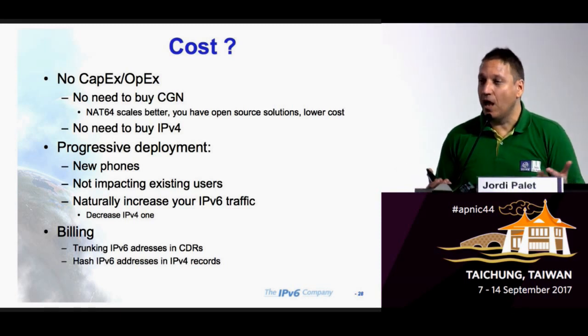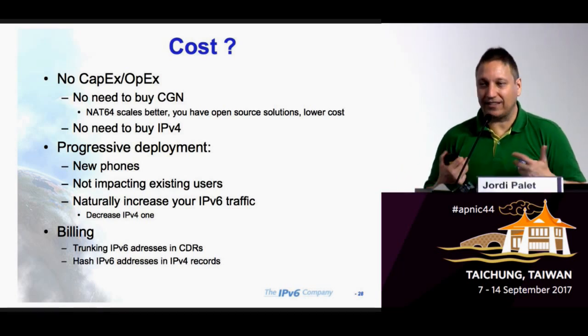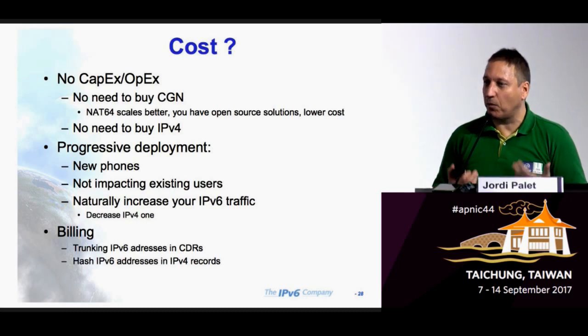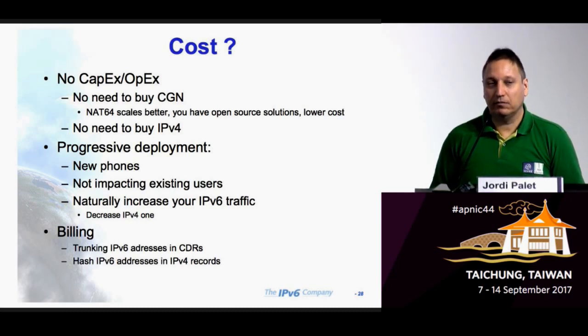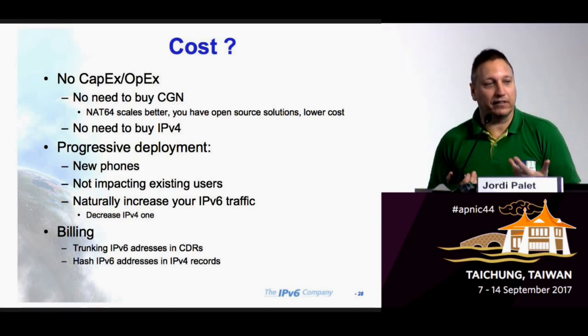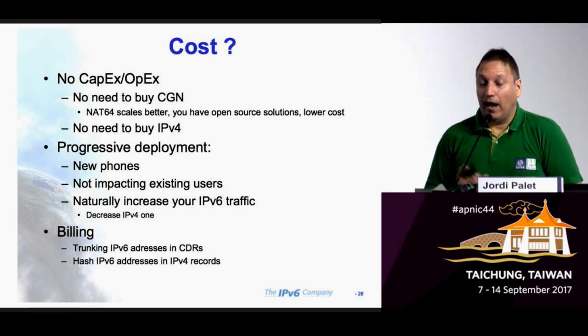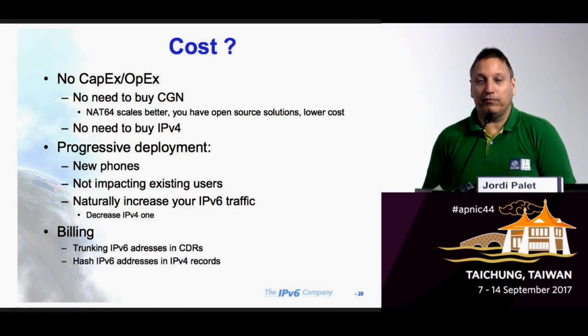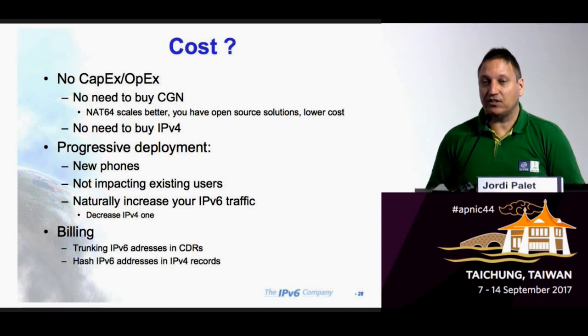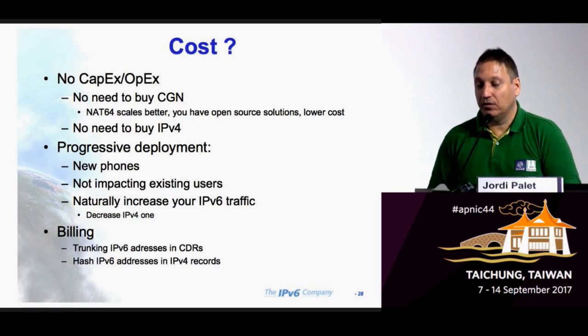So you can buy very big servers and build your own NAT64 boxes. You don't need to buy the boxes from a vendor, okay? So you can save a lot of money there. Again, you don't need to buy IPv4 because with your existing IPv4 addresses, you can probably handle many more users than if you go to carrier-grade NAT and need to buy more addresses.